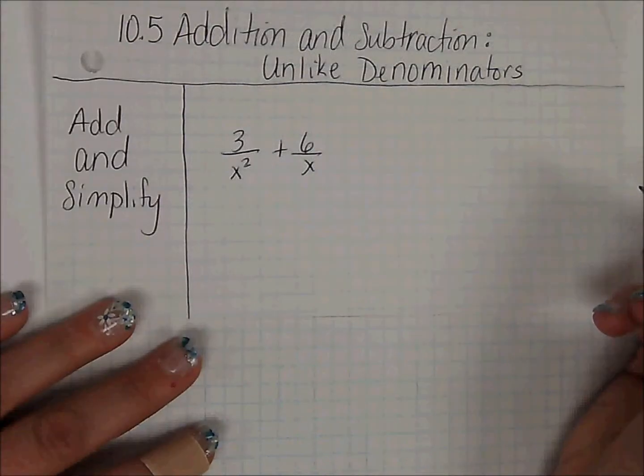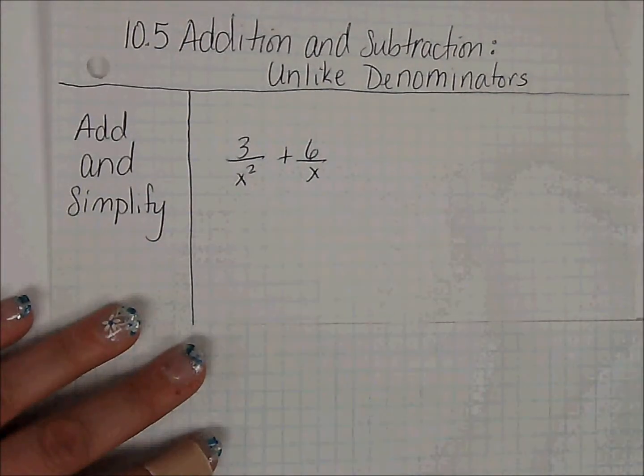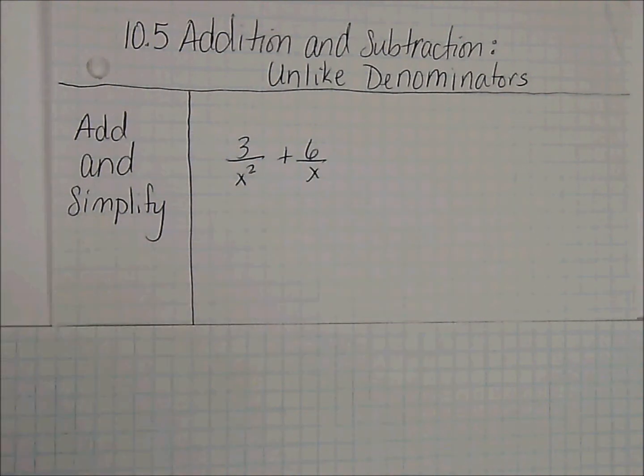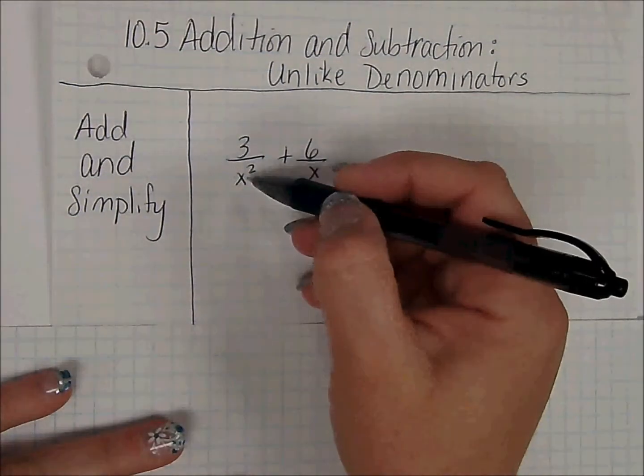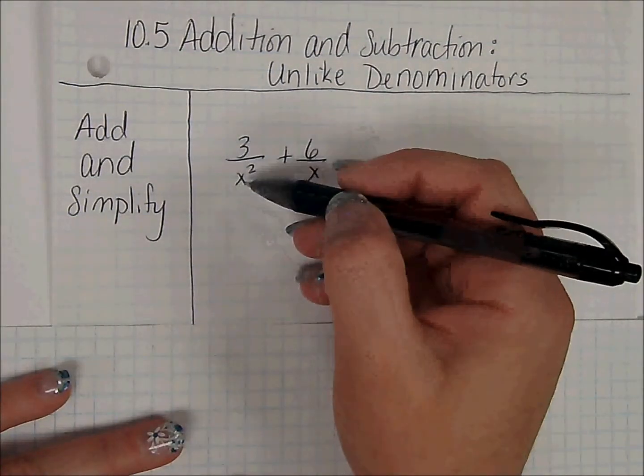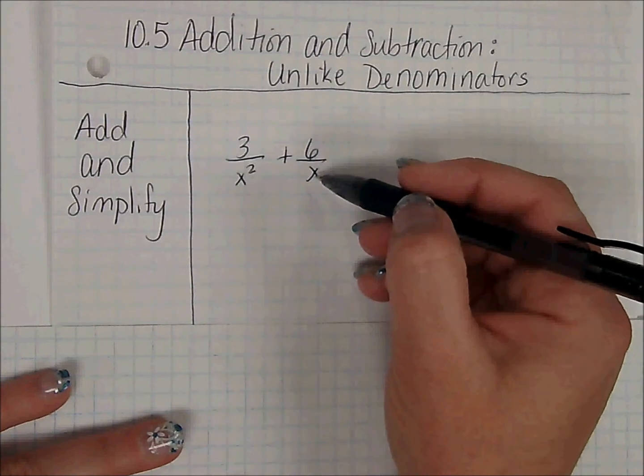All right, so now we're doing 10.5, adding and subtraction of unlike denominators. So now we have to get common denominators before we can actually start adding them. So when you look at this first problem, this one is x times x. That's what x squared is. And this is just x. So we need one more x.